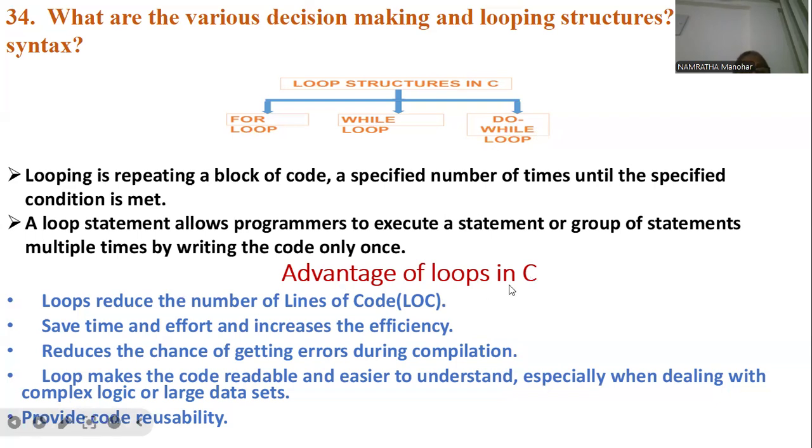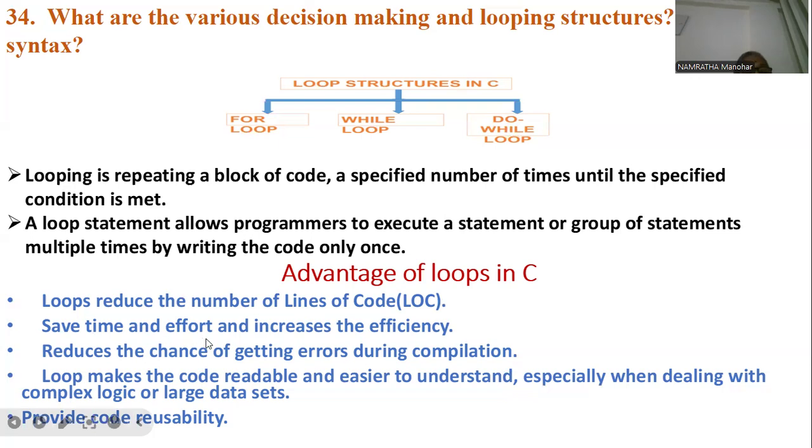Now, what are the advantages of the loops in C? In your interviews and exams also, you will get a number of questions relating to loop structures. So loops reduce the number of lines of code. Lines of code is LOC. As I told you in the previous episode, the lesser the number of lines of code, the faster will be the execution and more efficient will be your programming. And your programming skills also will be judged by the number of lines of code you write.